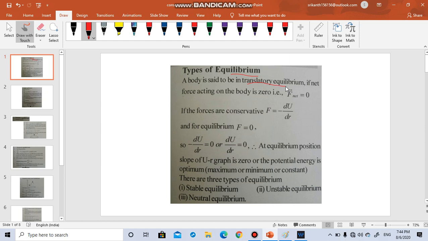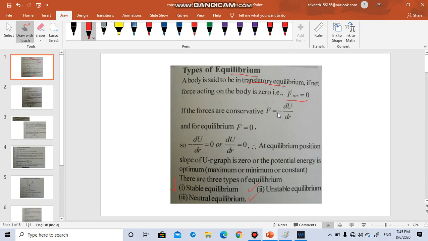Imagine a block which has a 4 Newton force acting from left to right, and on the same block there is another 4 Newton force acting from right to left. Will the object move? No, we can say that the object is in equilibrium. Now we have three types of equilibrium: stable equilibrium, unstable equilibrium, and neutral equilibrium. Basically, the net force acting on the object must be equal to 0.